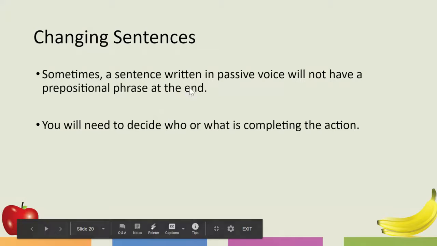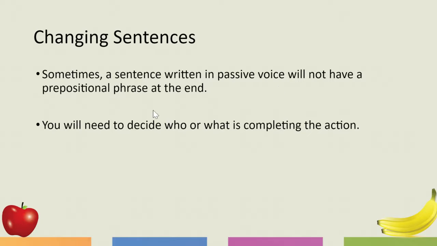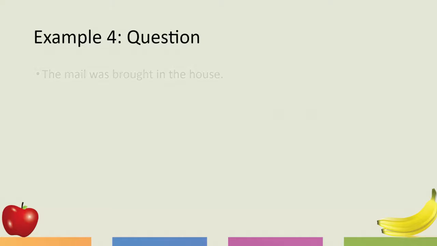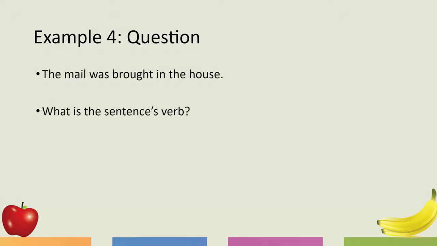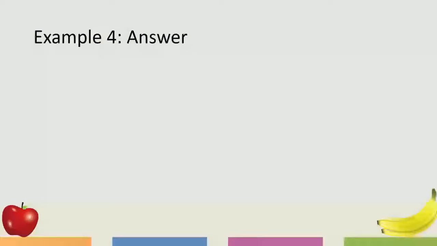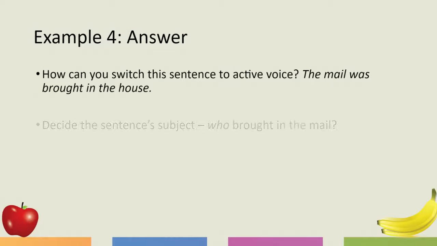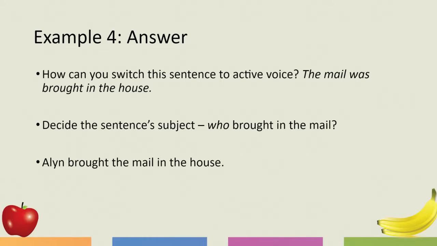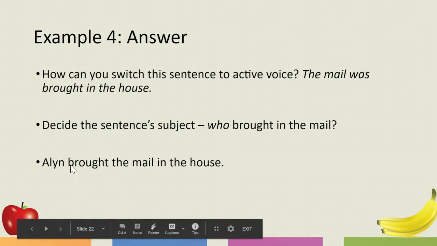So sometimes a sentence written in a passive voice will not have a prepositional phrase at the end. You'll need to decide who or what is completing the action. So for example, the mail was brought into the house. What's the sentence's verb? Well, it was brought. What's the subject? The mail. But who brought the mail in the house? You've got to give it a subject. So Alan, in this case, Alan brought the mail into the house.